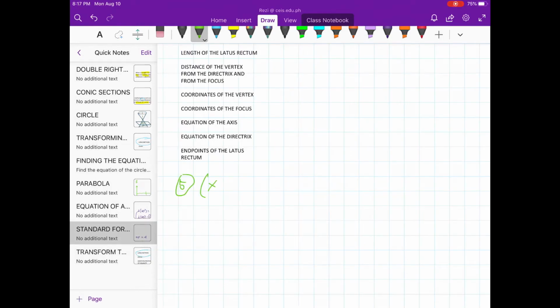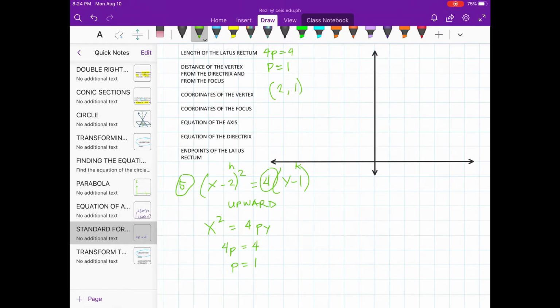Let's try this. X minus 2 squared is equal to 4, y minus 1. So if p is positive, the movement will be upward. So from x squared is equal to 4py, our 4p is equal to 4 and p is equal to positive 1. So our vertex is the value of h and k, positive 2 and 1. Plot the vertex 2 and 1. So if p is equal to 1, this means that the focus and the directrix are 1 unit from the vertex upward.